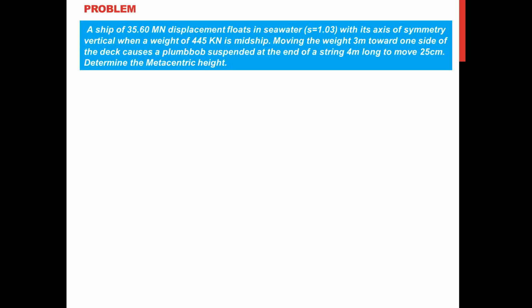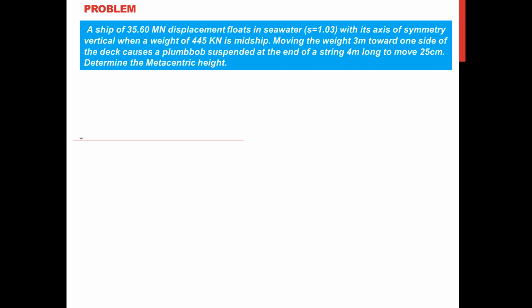So let us have now a problem. A ship of 35.6 meganewton displacement floats in seawater with S of 1.03 with its axis of symmetry vertical when a weight of 445 kilonewton is midship. Moving the weight 3 meters towards one side of the deck causes a plumb bob suspended at the end of a string that is 4 meters long to move 25 centimeters sideways. Determine the metacentric height.